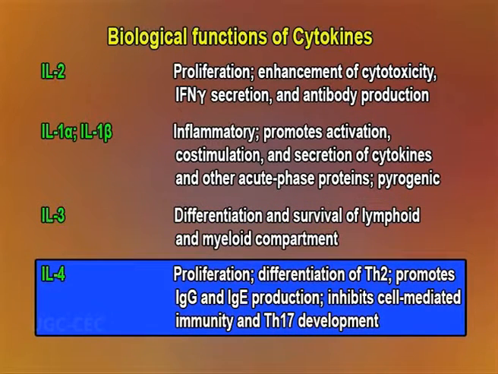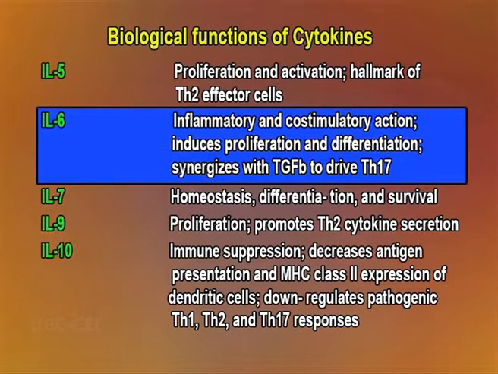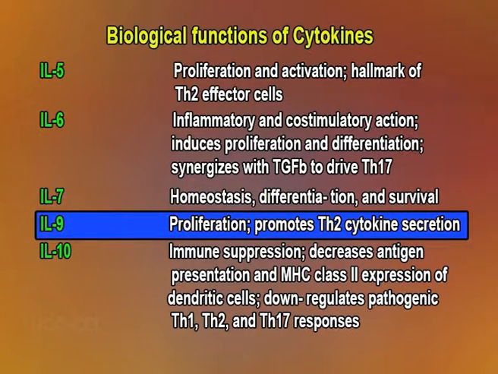Interleukin 4 is involved in proliferation and differentiation of Th2, promotes immunoglobulin G and immunoglobulin E production, and inhibits cell mediated immunity and Th17 development. Interleukin 5 is involved in proliferation and activation, a hallmark of Th2 effector cells. Interleukin 6 is involved in inflammatory and costimulatory action, induces proliferation and differentiation, and synergizes with TGF-beta to drive Th17. Interleukin 7 is associated with homeostasis, differentiation and survival. Interleukin 9 is involved in proliferation and promotes Th2 cytokine secretion.